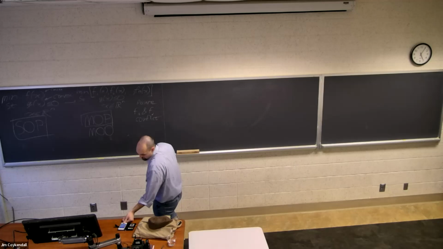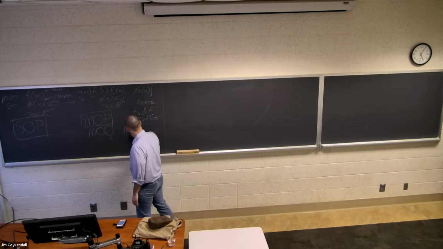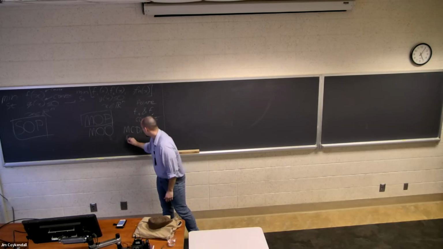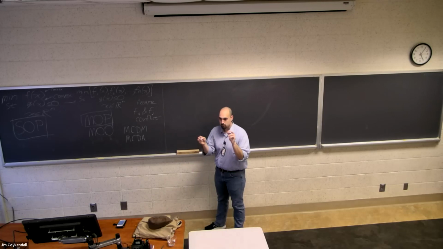The way we mathematicians work with it, say, oh yeah, there's a field for that. If you want that, we've got MCDM, multi-criterion decision making, MCDA, multi-criterion decision analysis. There's a slight difference. If you want to know about those, there are three people that are far smarter than I am on this.